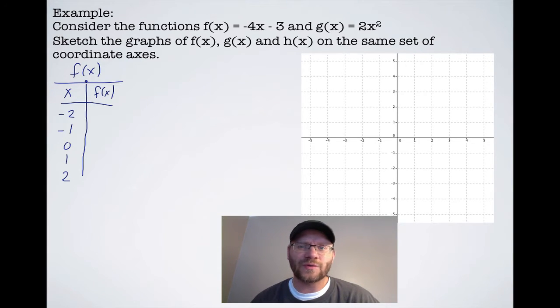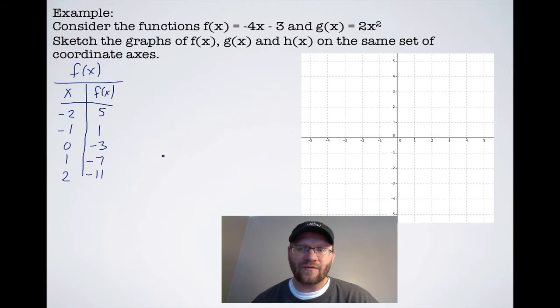So for f of x, which we're going to draw in blue, if we plug in a negative 2, we get positive 8 minus 3, which is 5. For negative 1, we get positive 4 minus 3, which is 1. If we plug in a 0, we get negative 3. If we plug in a positive 1, we get negative 7. If we plug in a positive 2, we get negative 11.